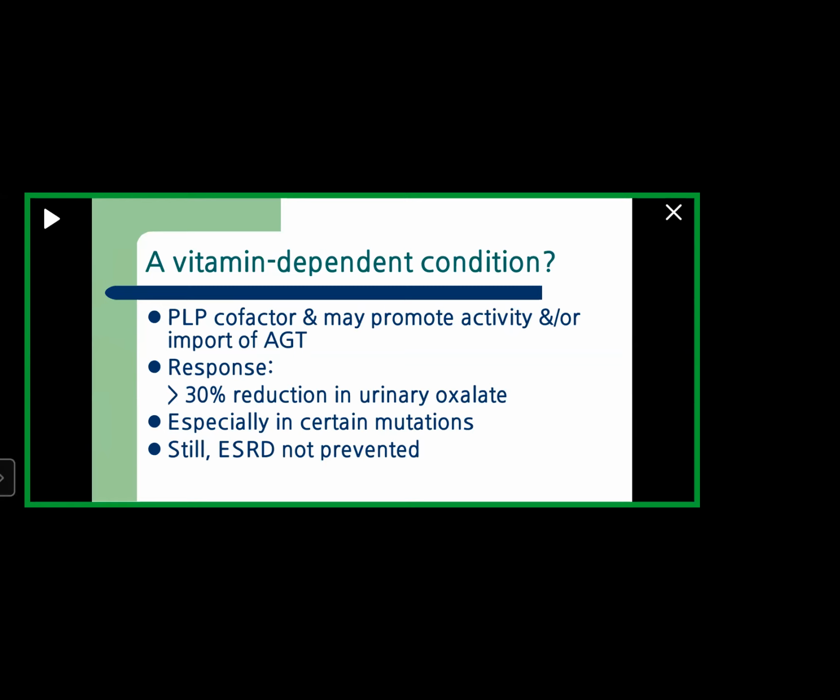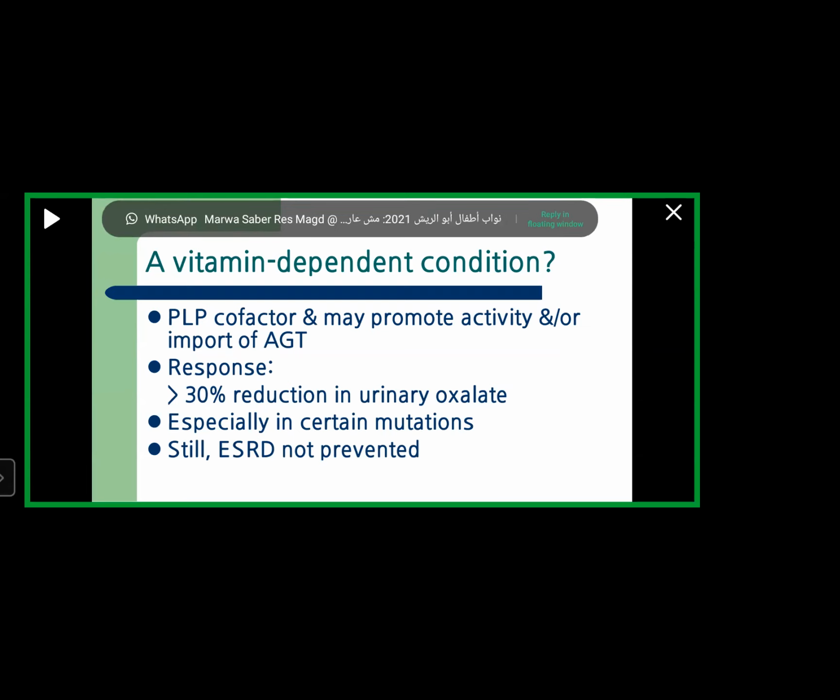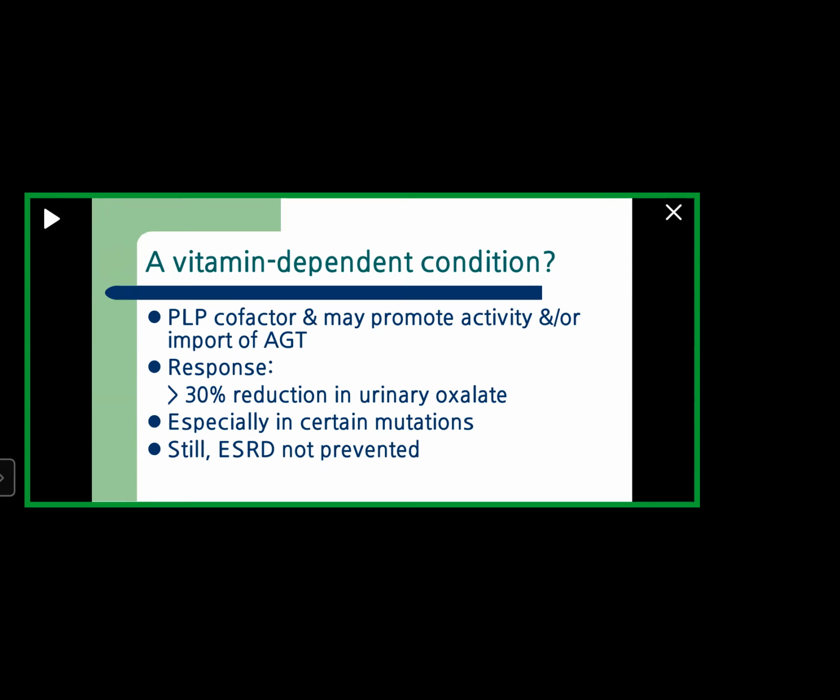And the use of high doses of vitamin B6 may promote enzyme activity and/or import to the peroxisomes, and therefore it can reduce endogenous oxalate production. However, this effect depends on the type of mutation. Mutations with complete loss of the enzyme, of course, the cofactor would have no value. And when we say B6 response, it means more than 30% reduction in urinary oxalate. And there are certain mutations that are known to be vitamin B6 responsive. However, guidelines recommend a trial of vitamin B6 with measurement of urinary oxalate before and after in all patients.